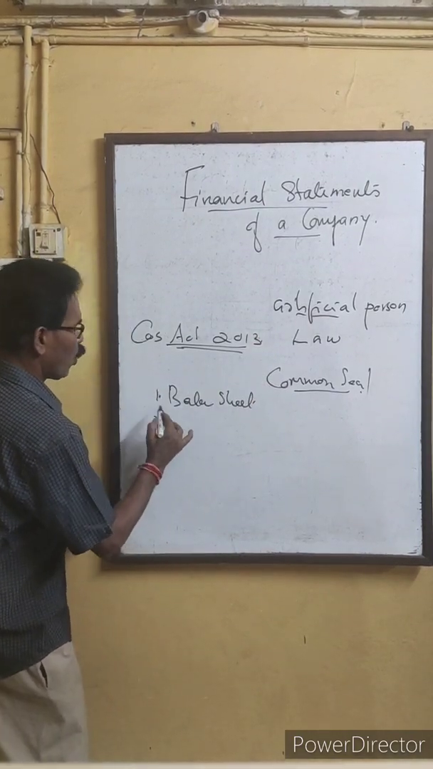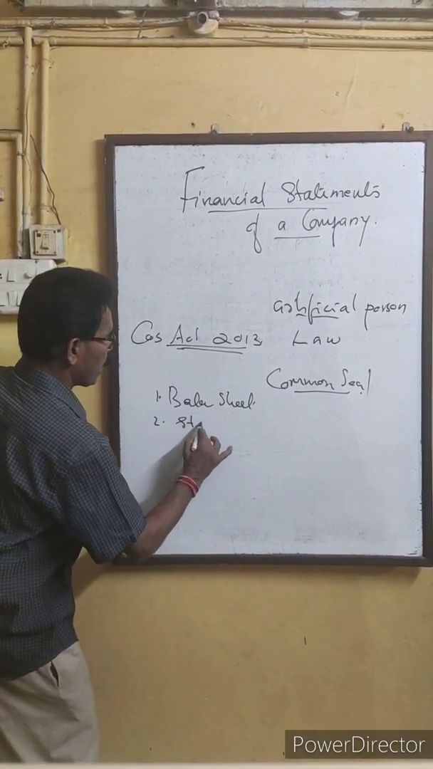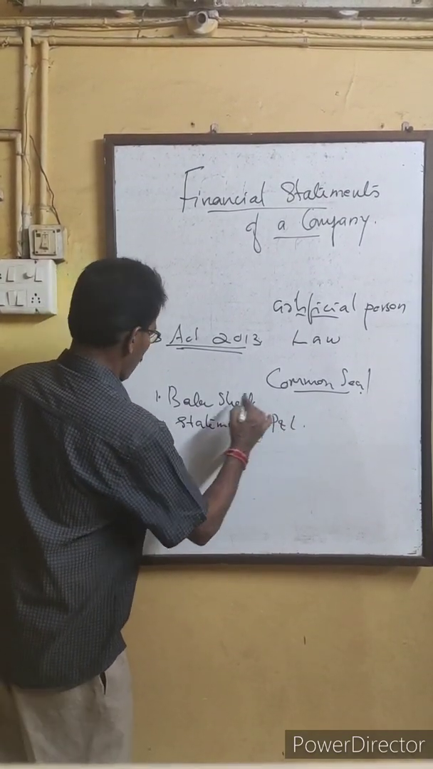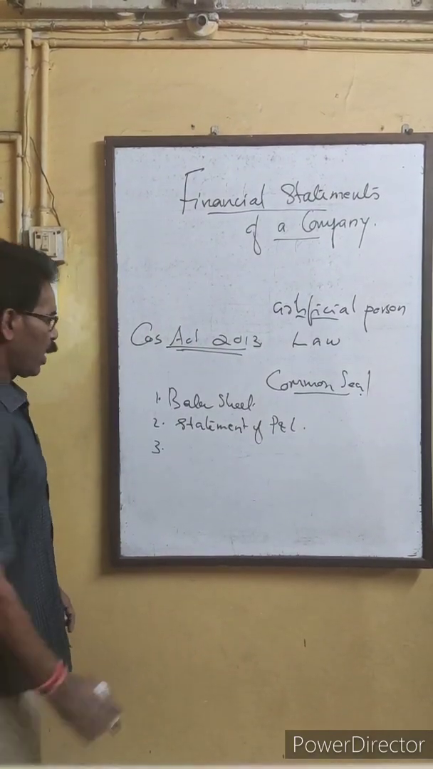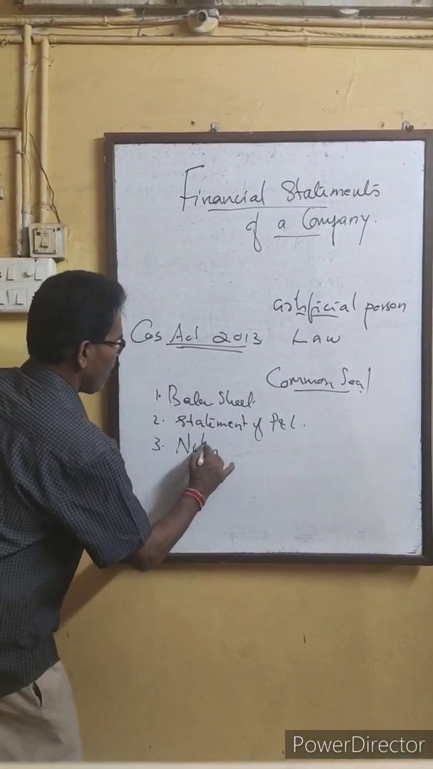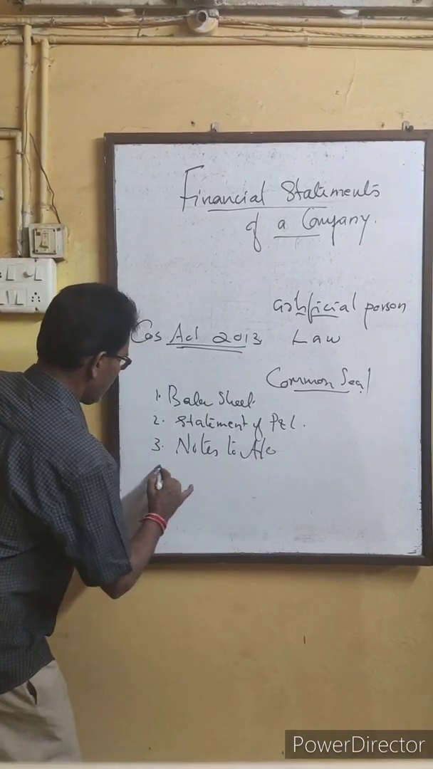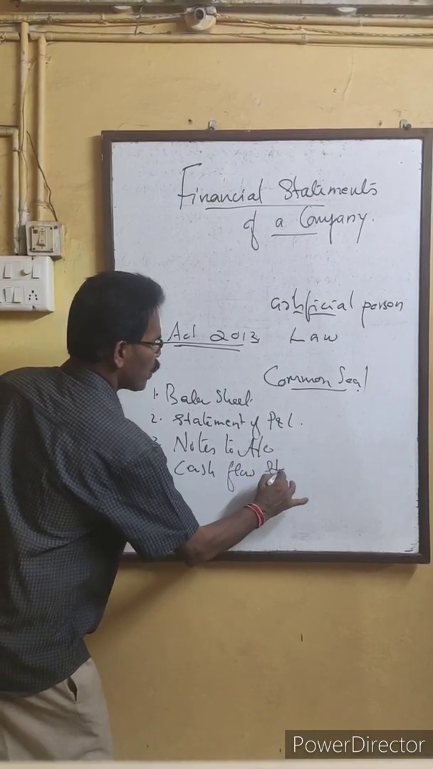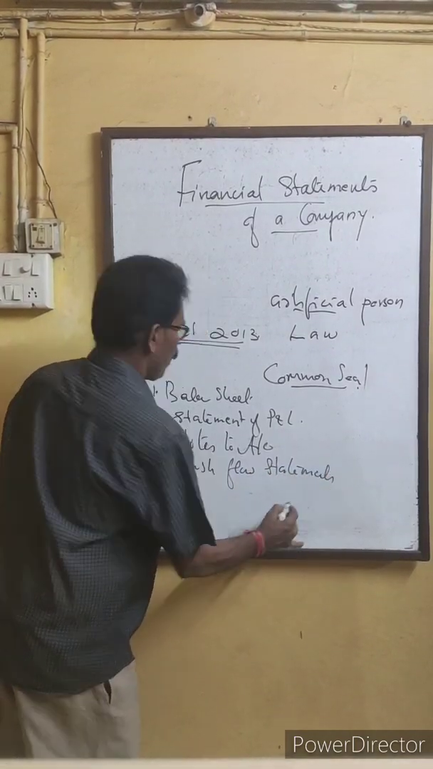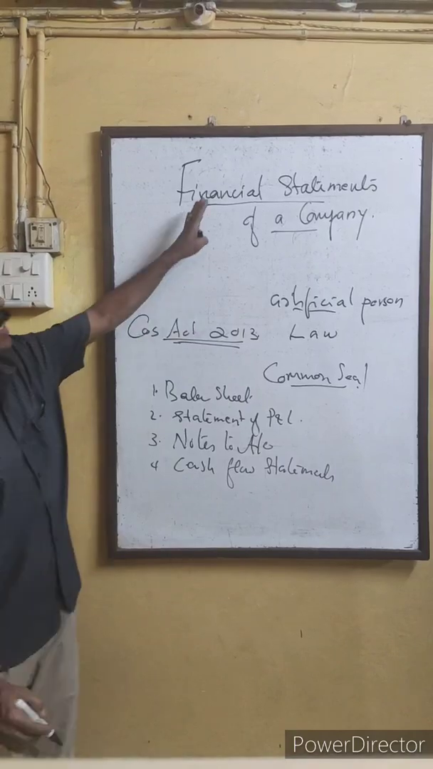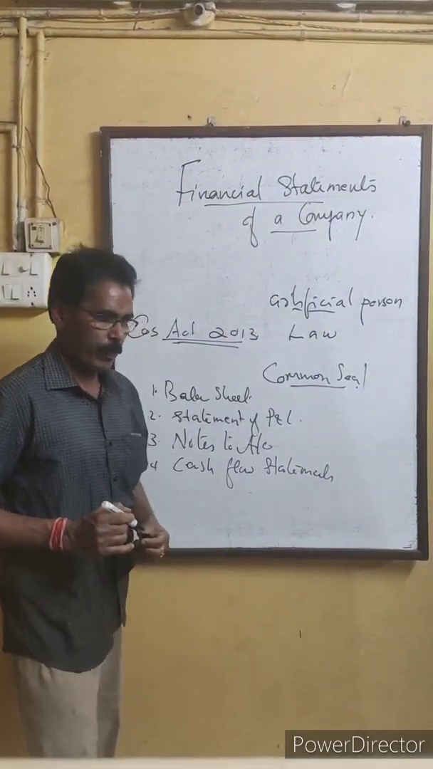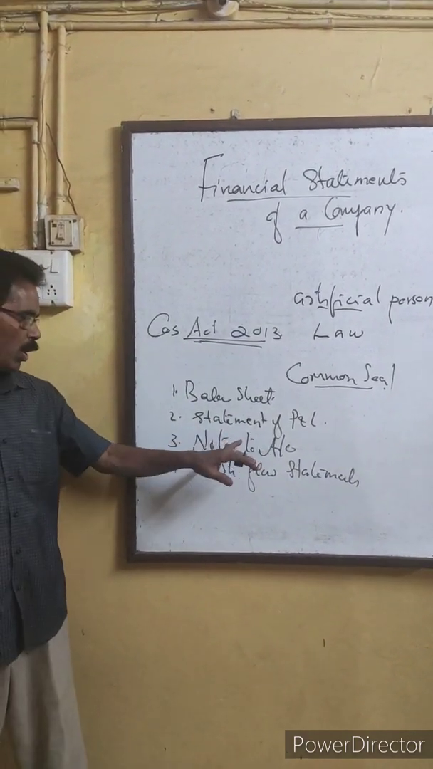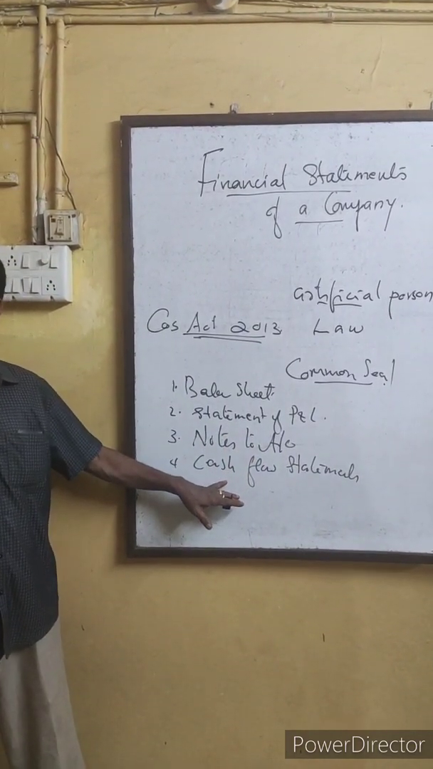But here, not only balance sheet, second one is statement of profit and loss account. And third one, notes to account and cash flow statement. So these are the things which are included in the financial statement of a company: balance sheet, statement of profit and loss account, notes to account and cash flow statement.